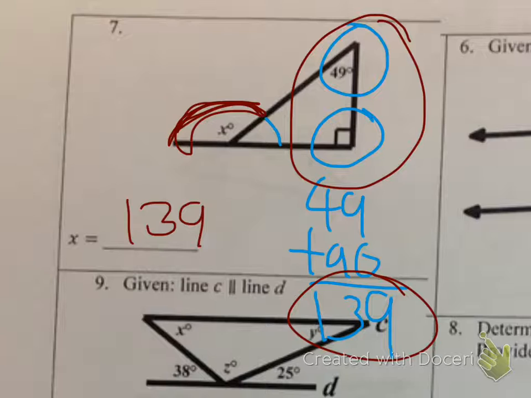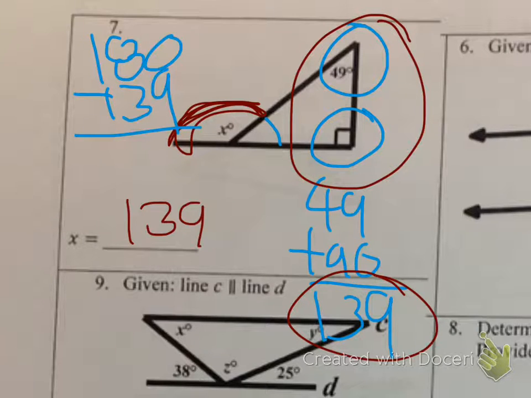Okay, so we know it's 139, but I'm still going to show the longer way. So we're going to do 180 minus 139, which equals 41. You ready? What do you think?